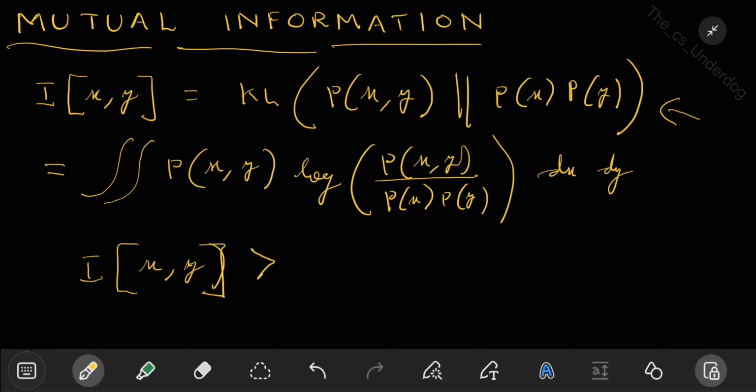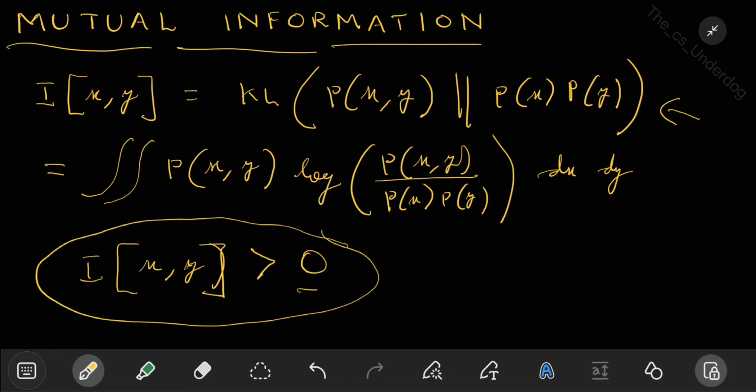If this is greater than 0, whatever value you get will determine how close x and y are to being independent. In case the mutual information is very close to 0, if it is a very small value, you can say x and y are almost independent. They are very close to being independent. So in order to quantify this, you use mutual information.